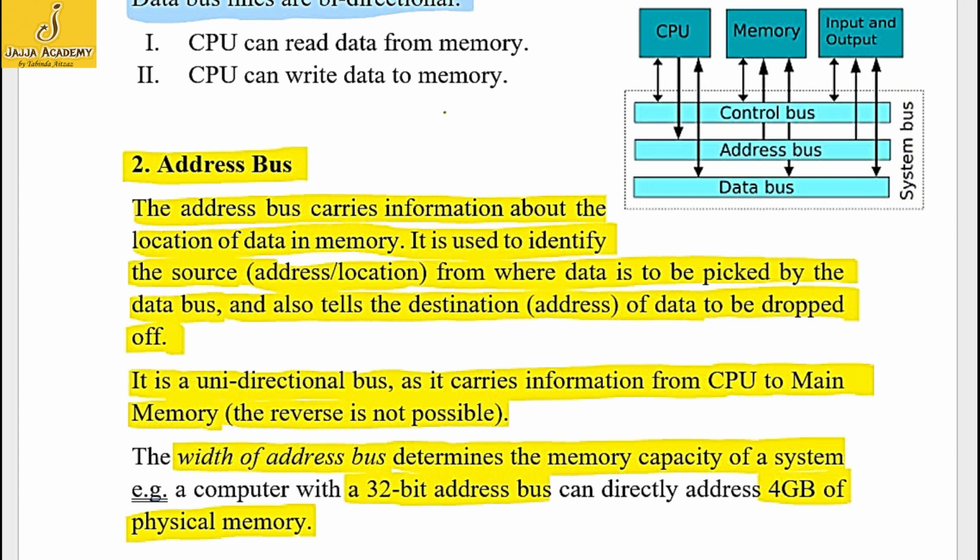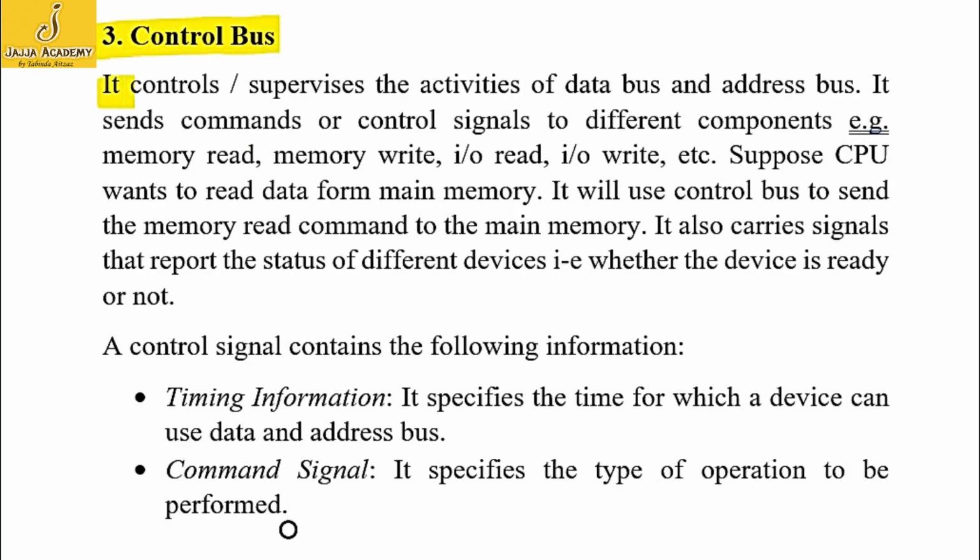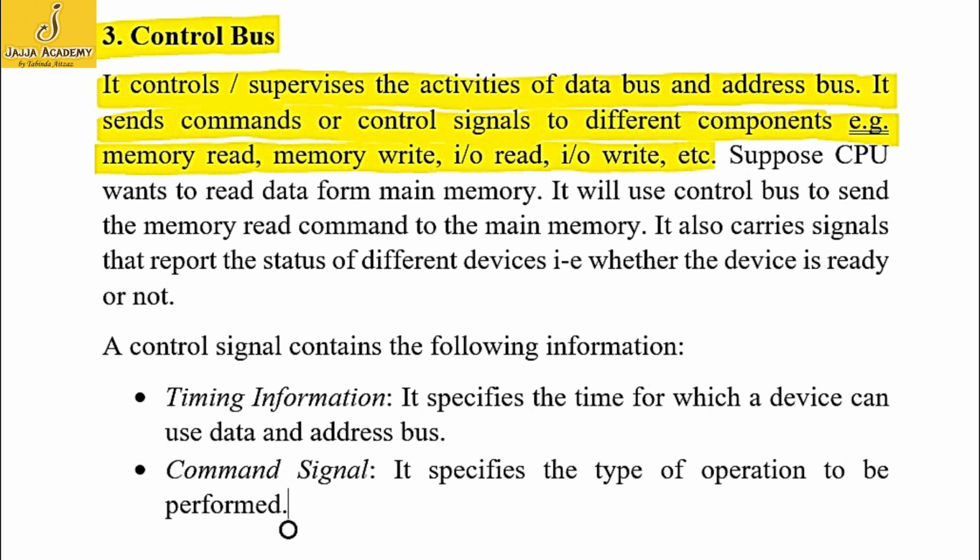Now let's discuss the third type of bus, the control bus. It controls or supervises the activities of the data bus and address bus. It sends commands or control signals to different components. For example, it sends memory read command, memory write command, IO read, IO write, and so on. Suppose the CPU wants to read data from main memory. The CPU will use the control bus to send the memory read command to the main memory.